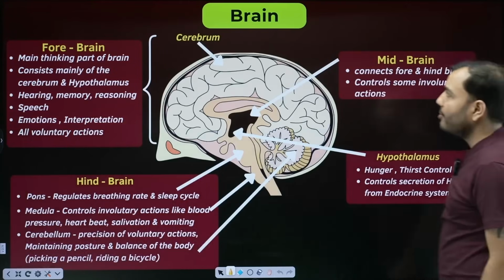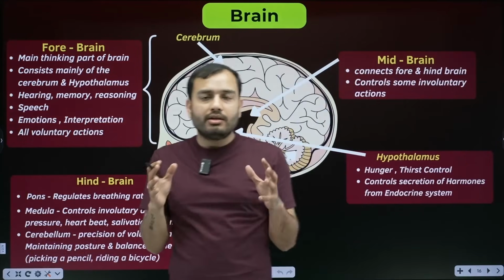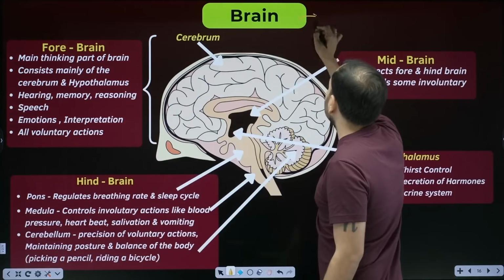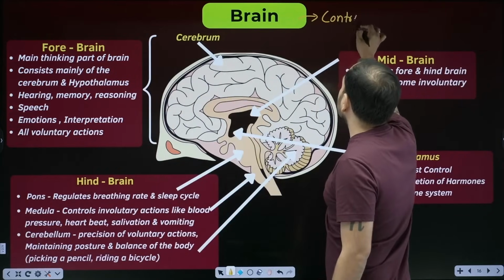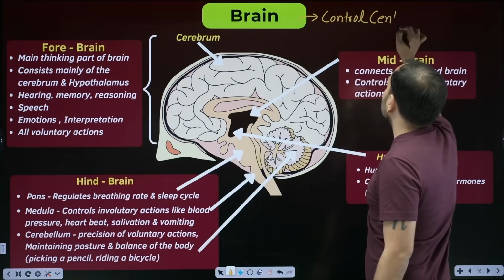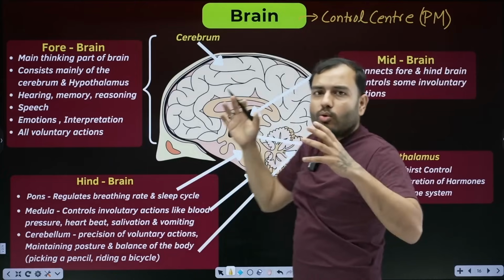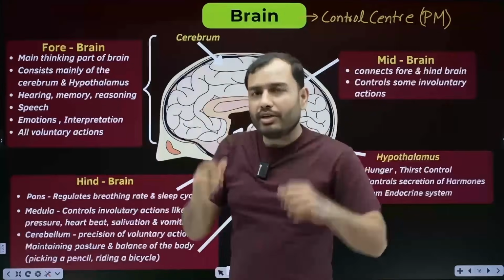Let's move on. Next, beta, we come to the main part of the central nervous system, the brain. We call the brain the control center. If anyone asks in the exam who the control center is, the control center is the brain. Who is the prime minister? The brain. Now we have to study the brain properly and read the functions of its different parts.